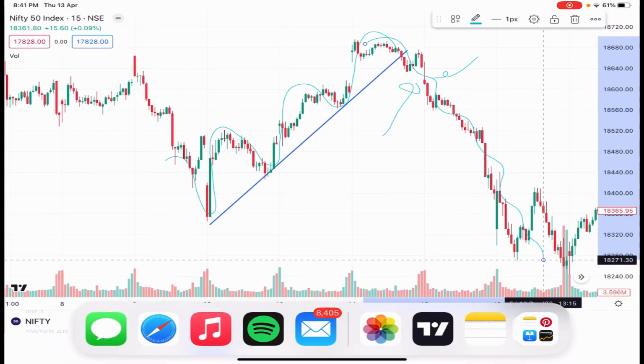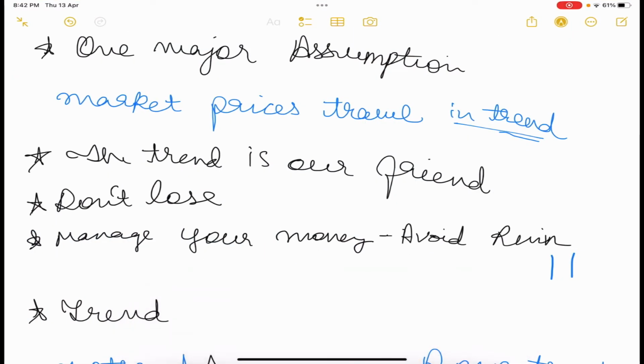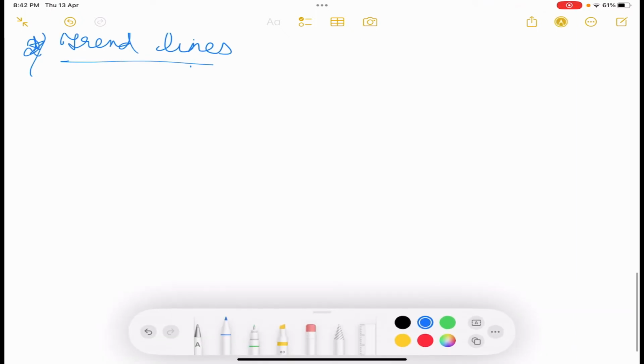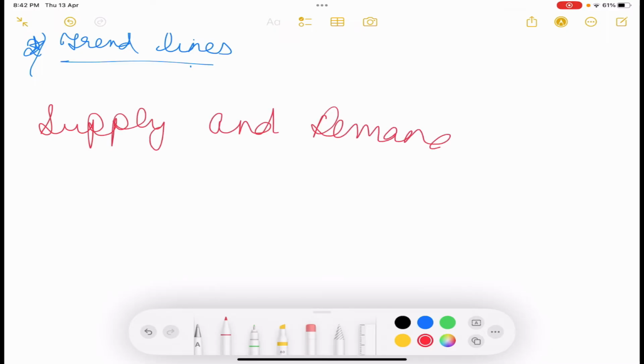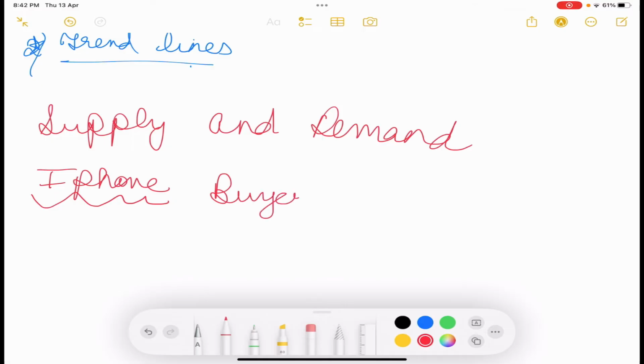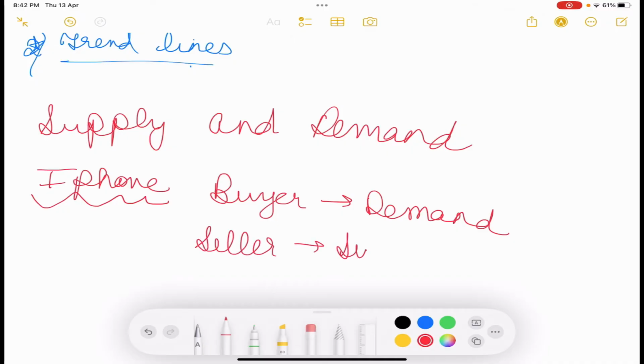Now we come to an important concept, which is supply and demand. What do you understand by supply and demand? We all go to stores to buy goods. Let's take an example of an iPhone to make it easy for you guys. You are the buyer, so you are demanding the iPhone, and the Apple store person is the seller. He is supplying me with the goods.